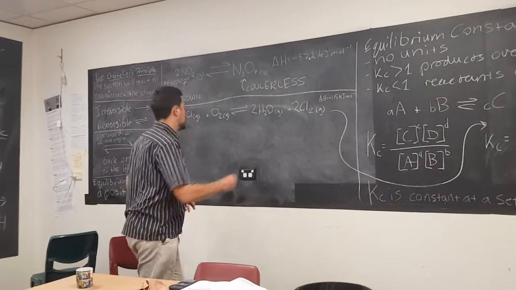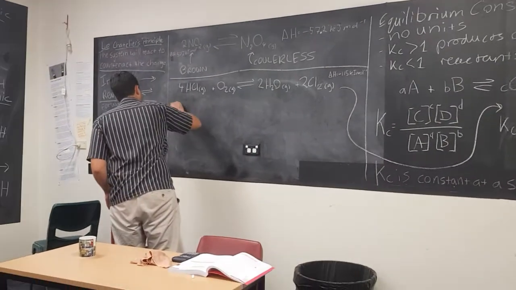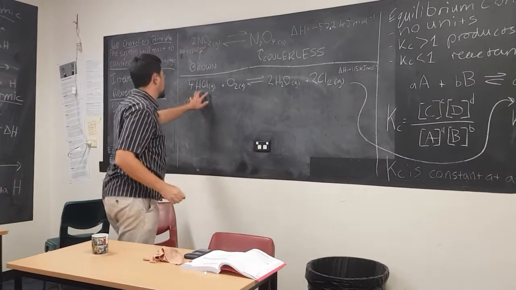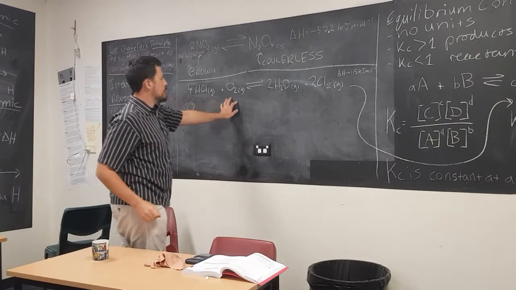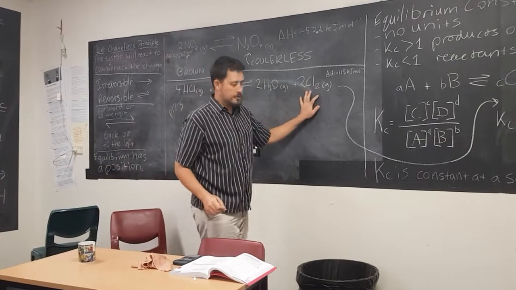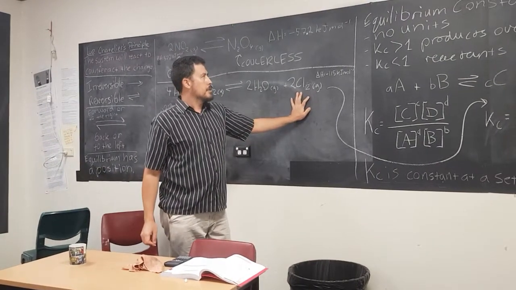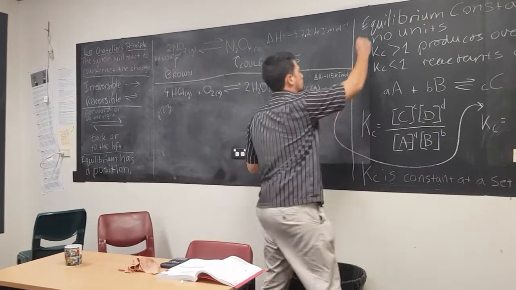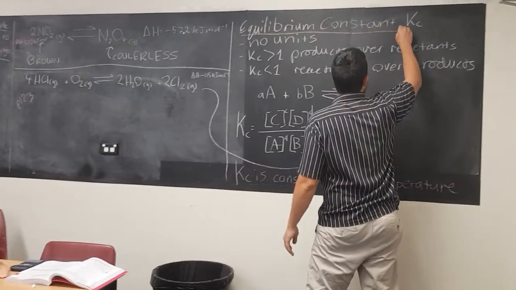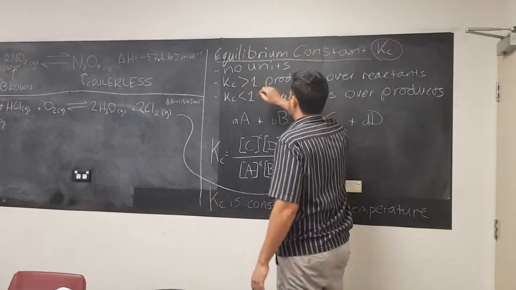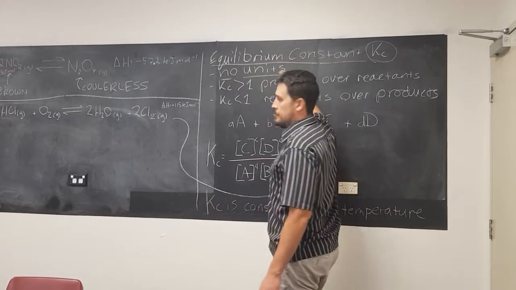So this is on page 123. You've got this reaction here: 4HCl plus O2 makes 2H2O plus 2Cl2. Now we've got this thing here called the equilibrium constant, and it's Kc. It contains no units.